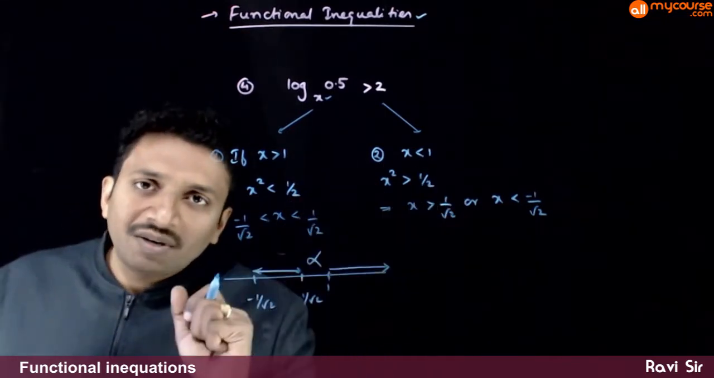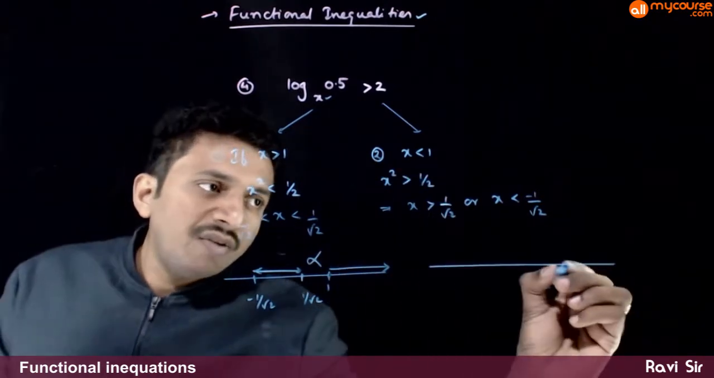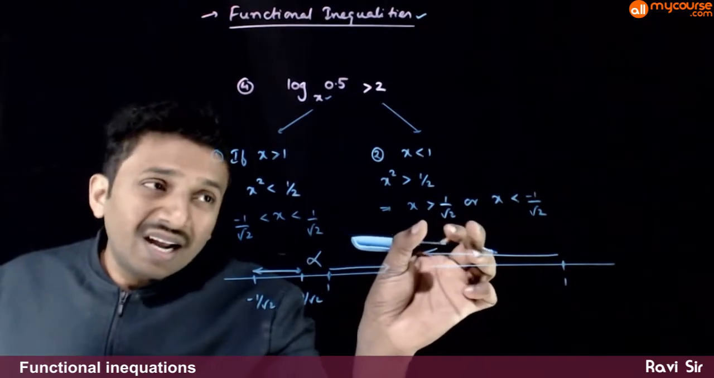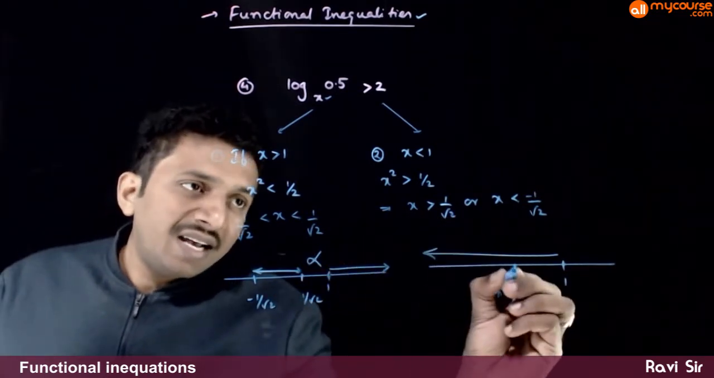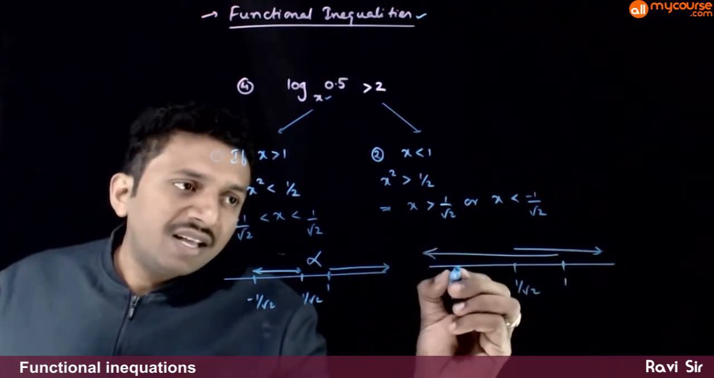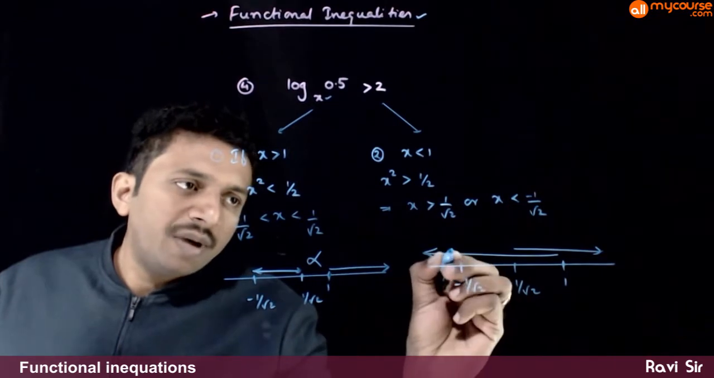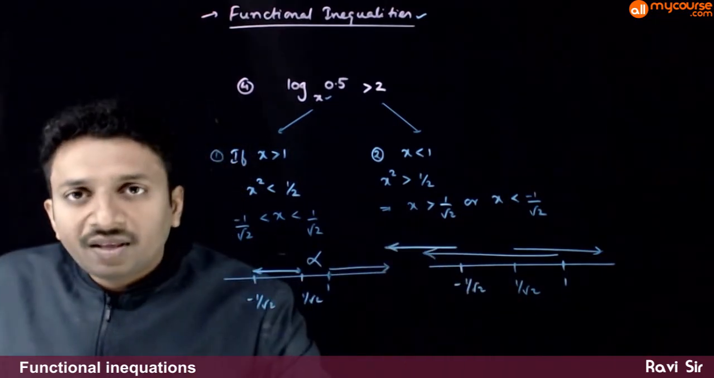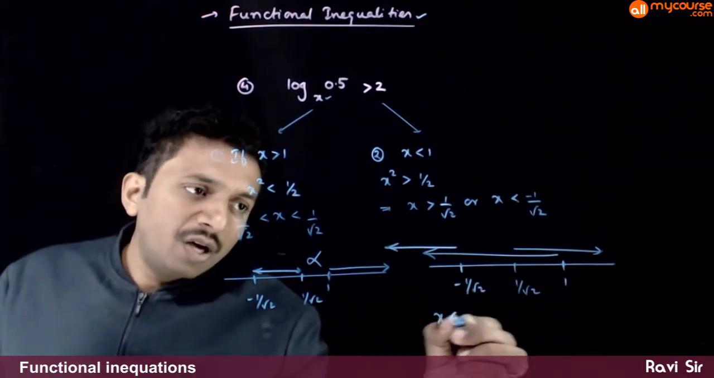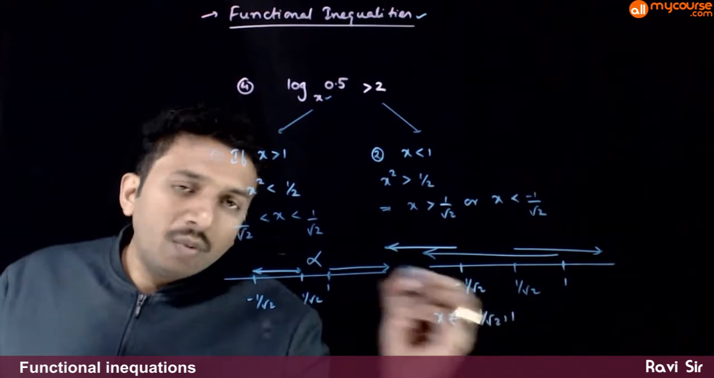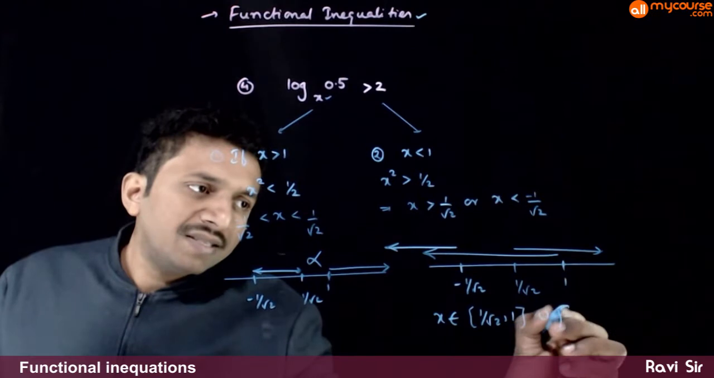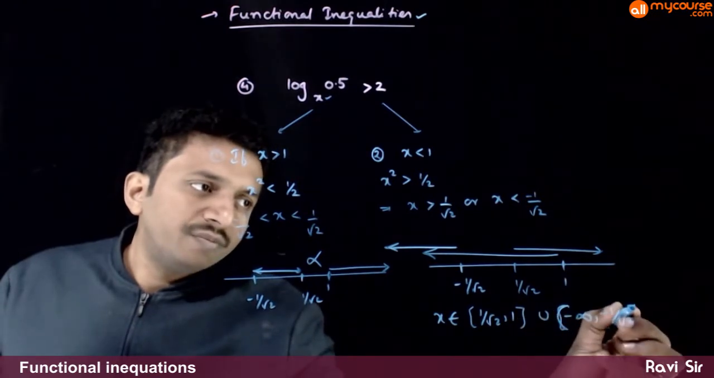And if x is less than 1, I am solving it in x less than 1. So the condition that I got is x is greater than 1 by root 2 and x is less than minus 1 by root 2. So the effective solution can be x belongs to 1 by root 2 to 1, union minus infinity to minus 1 by root 2.